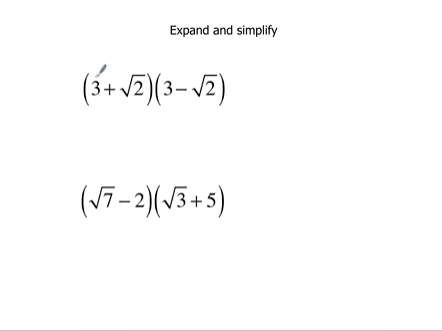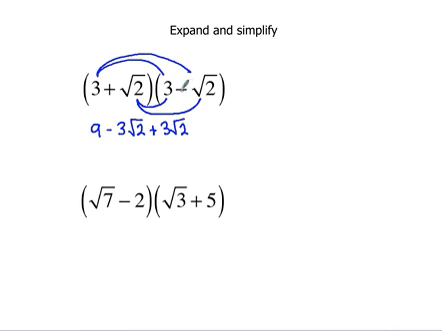Again, same thing except with double brackets here, so we're going to make sure to multiply across. So root 3, there's not root 3, just regular 3, sorry, times 3 will be 9. And then we've got 3 times minus root 2 will be minus 3 root 2. And then we've got root 2 times 3, which will be positive 3 root 2. And then we've got root 2 times minus root 2, which will be minus 2.